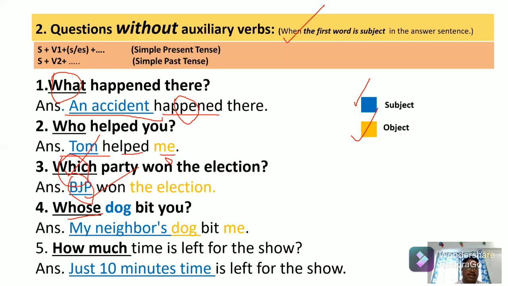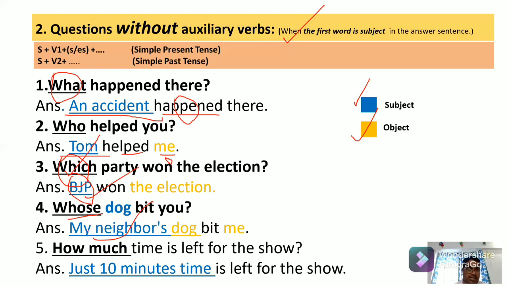So the question is, whose dog bit you? The answer could be my neighbor's dog bit me. So the first word, my neighbor, is functioning as a subject. Hence, the question doesn't need any auxiliary verb. The question can be made without an auxiliary verb according to the rule given here.